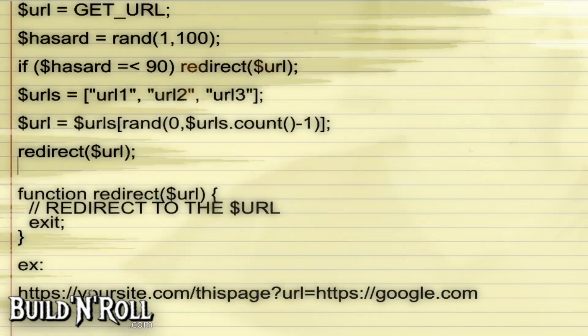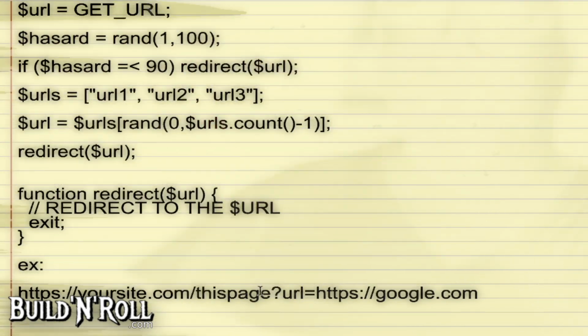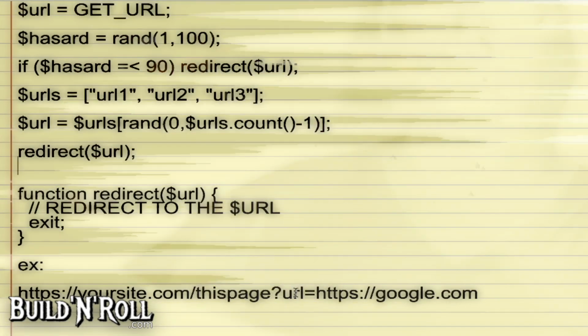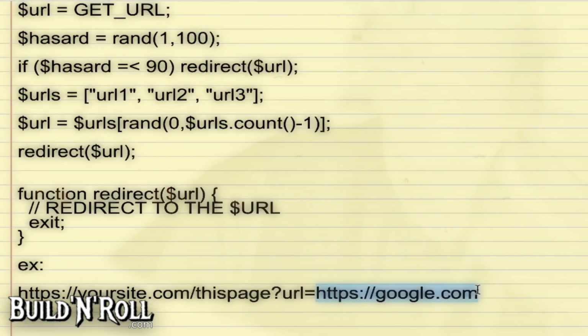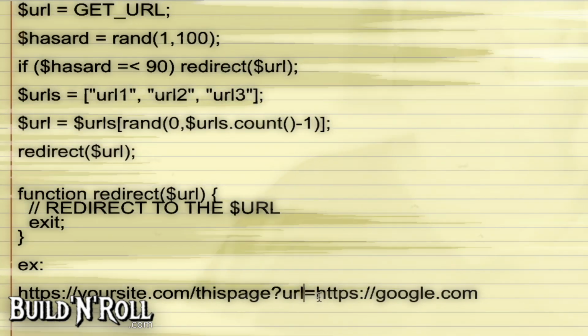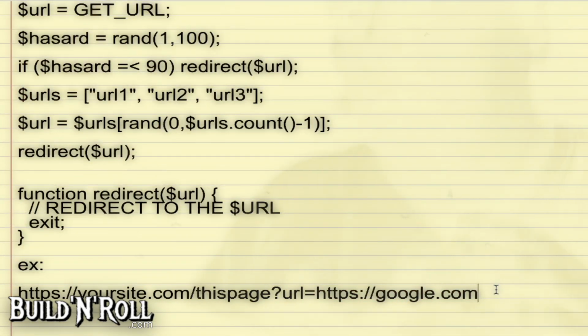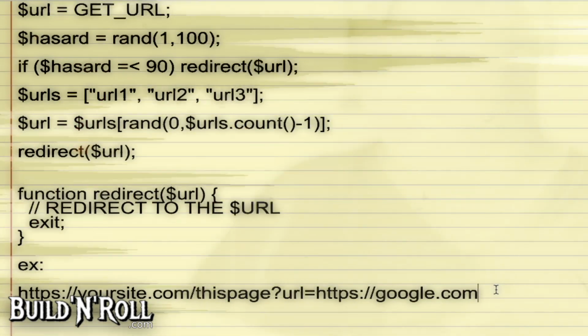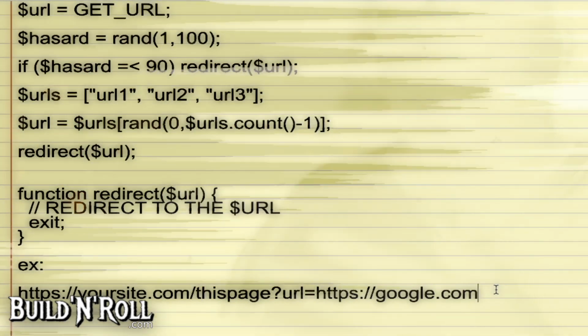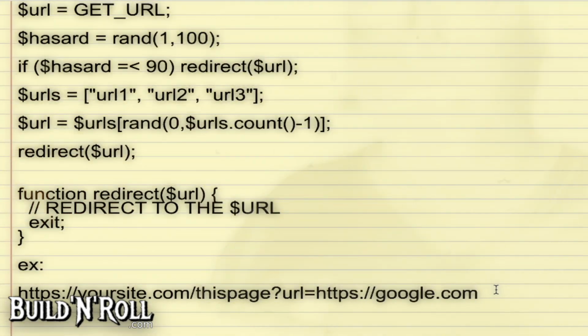Imagine you have a site, so yoursite.com, and you have this page. This page will have this code. And you add a question mark, URL equals, and here you give the final link, the link that you want people to go to. And what this page will do is that it will send people to this link. But it will do it maybe 90% of the time. And 10% of the time, it will send to another link of your choosing.